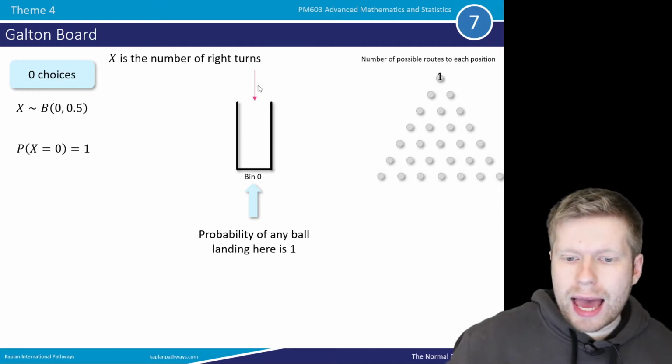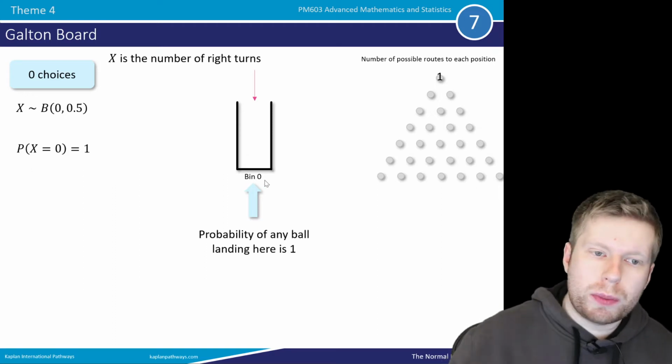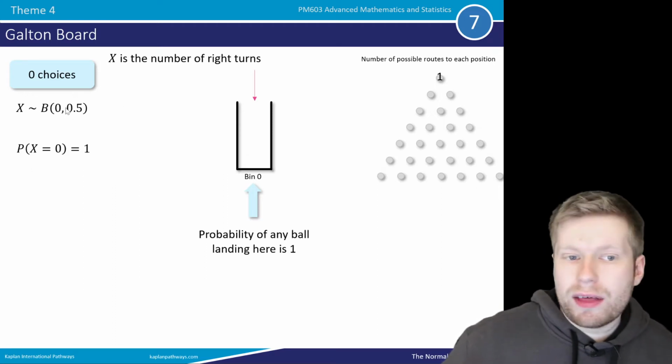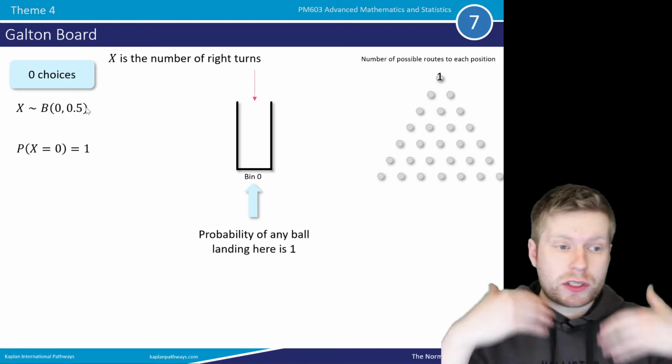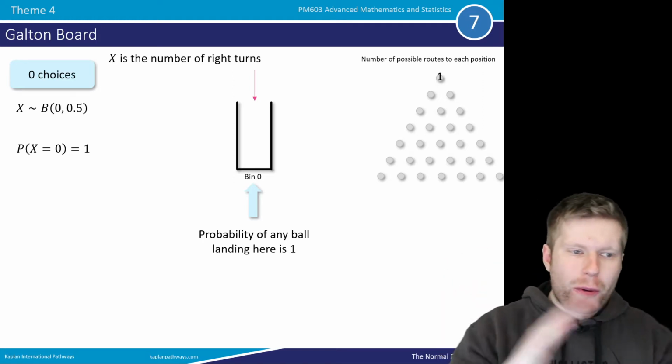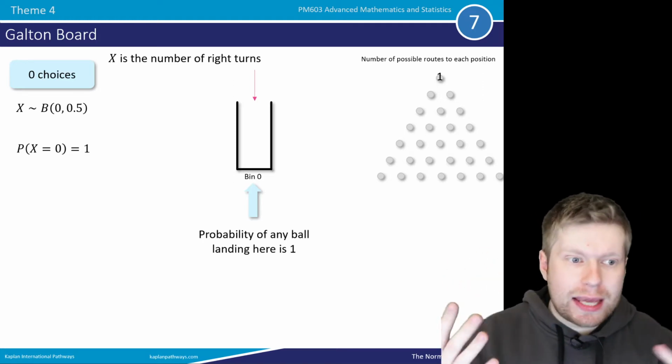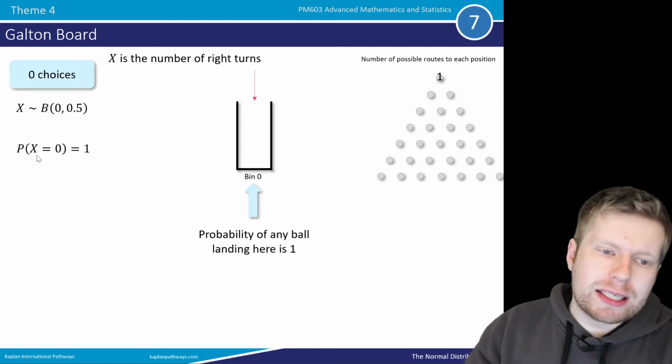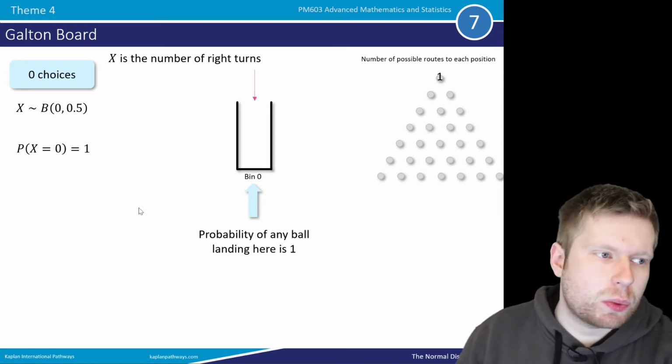So the probability of the ball landing in this bin has got to be 1 because there's no choice it's making and there's a half a chance of turning left and right. Well, if it's not reaching any pegs, then there's no probability of turning left and right because it's not actually making a choice. Therefore, the probability that it's going to end up in bin 0 is certainty, is 1.